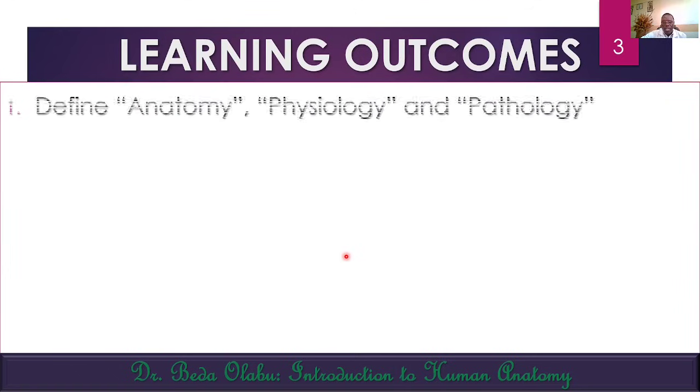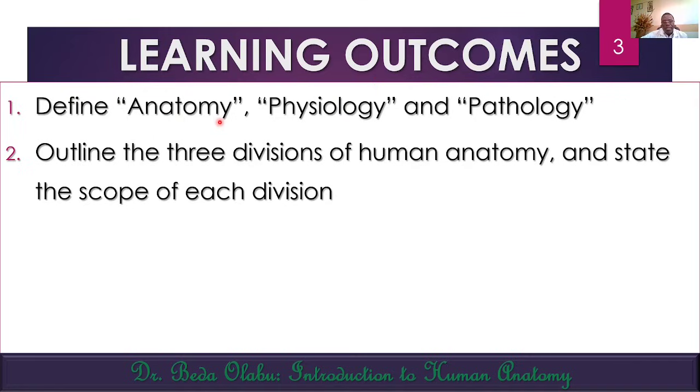So the intended learning outcomes are the following. Perhaps it will be important that we define what is human anatomy, what is physiology, and what is pathology. In as much as we are not going to talk about physiology and pathology in this particular lecture, it is important that we define all those and we see how they are related to anatomy. After those definitions, we are going to look at the three divisions of human anatomy. That means that anatomy has three divisions. And for each of the divisions, we are going to state the scope.